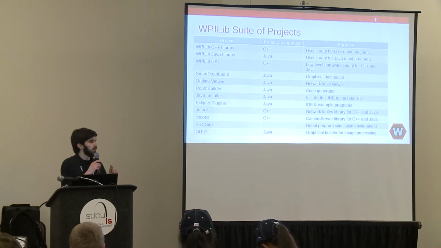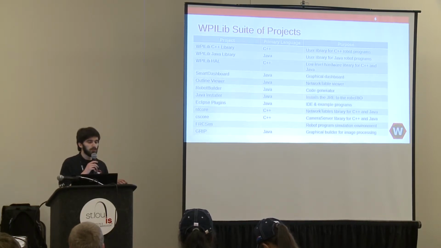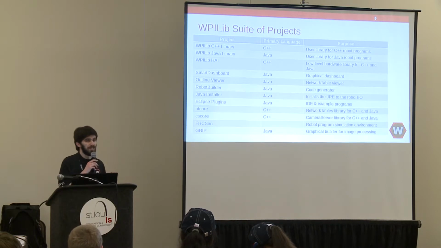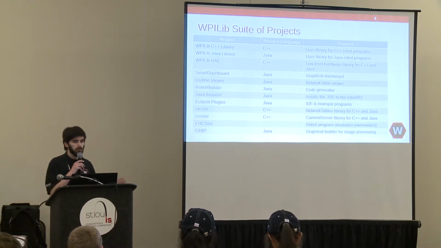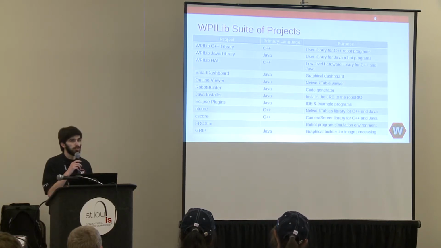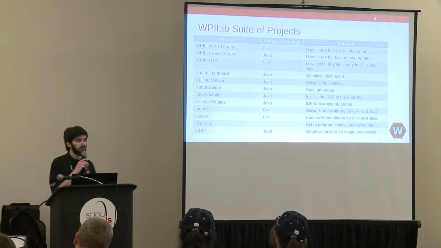There's the Outline Viewer. Again, this is a really small Java desktop app, and this is really, really, really useful for looking at the data in network tables. This is one of the most underappreciated tools that we have. It's really small, it's really light, it comes bundled with the Eclipse plugins. All of the desktop apps come bundled with the Eclipse plugins. So if you install Eclipse, install the plugins, you'll have all of this stuff right on your computer.